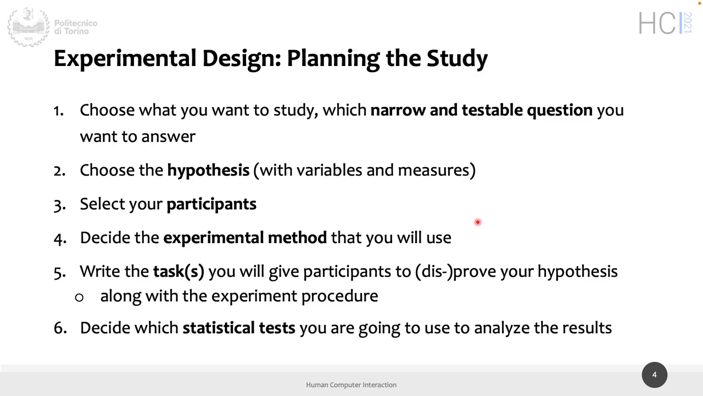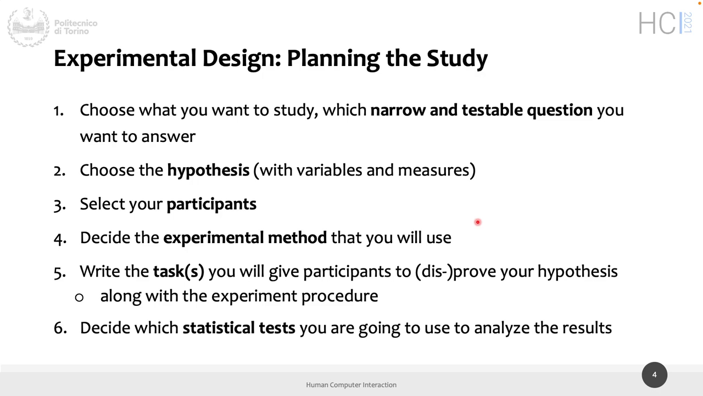Then we have, so decide what we want to study. Then we have to formulate that in a hypothesis in terms of which are the variables that we are putting in place, which are the measures that we are going to measure. For instance, for the login example, the measure will be counting how many people click on that button. Then we need to select the participants, as for the usability testing: consent form, etc. Then we need to decide which experimental methods we are going to use. And there are two main experimental methods that we can use.